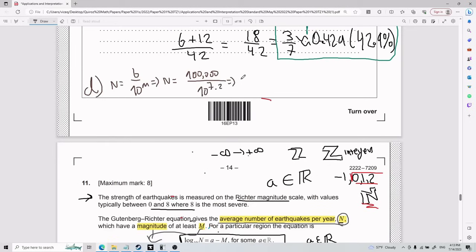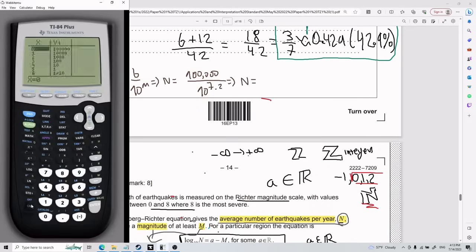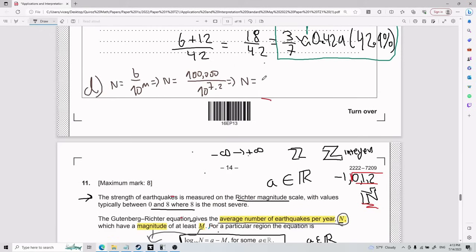And so this gives me an n value of, just trust me on this one, okay? Plug it into your calculator, you end up with 0.0063095. Okay, that is my n value, see?